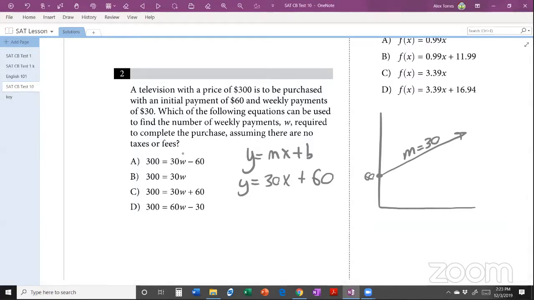And now the next thing is saying that the price of the whole thing, so the amount of money this all needs to equal in the end, is 300. So we'll set it equal to 300. And now we have a nice equation that we can start solving. So take away 60 from both sides and divide both sides by 30.